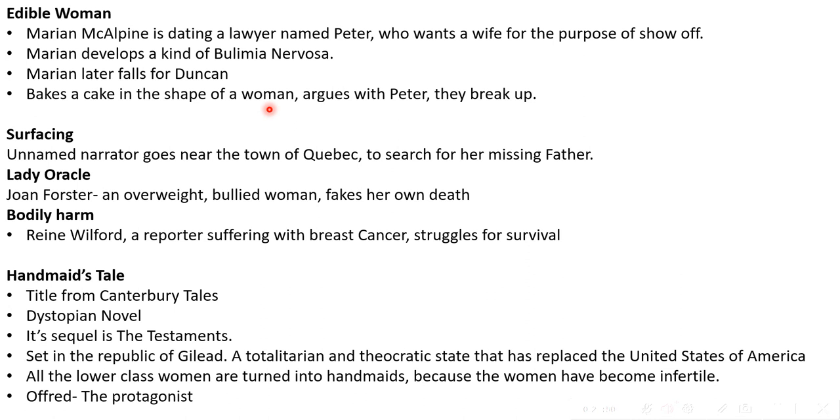Now the next work is Surfacing. Surfacing is about an unnamed narrator who goes near the town of Cubitt to search for her missing father. She goes and searches for clues which her father has drawn in paintings, and those paintings have no sense at all. So she is coming to understand that life is not very easy. Life is as difficult as these paintings are to be interpreted. She is constantly having this dilemma in her mind of how to find her father and how to understand.